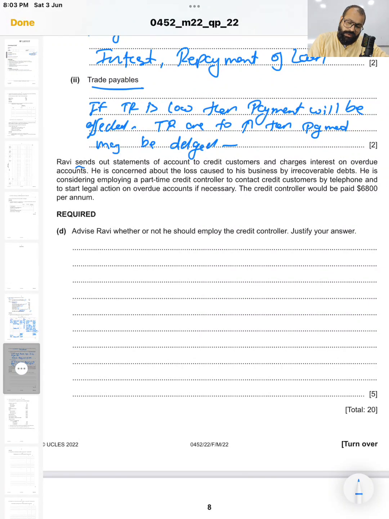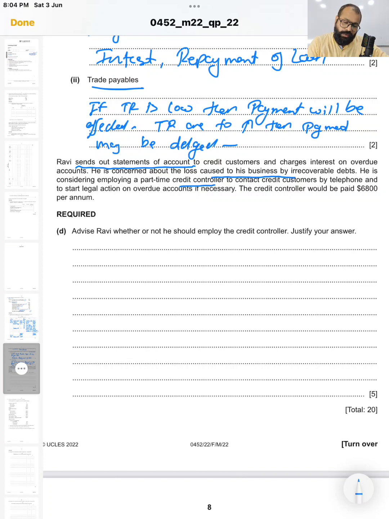Ravi sends out a statement of account to credit customers and charges interest on overdues. Okay, so if anybody is delaying the payment, he charges interest. He is concerned about the loss caused by irrecoverable debts, as he is facing a problem that certain people are not paying him money back. He is considering employing a part-time credit controller. A credit controller is the person who will take care of your credit. So whatever you are supposed to receive, he will find out, and he will go for the collection. He may remind them, something like that.